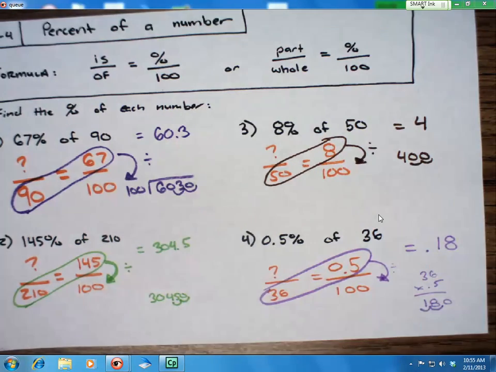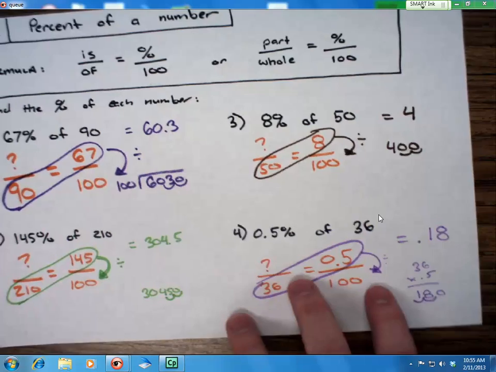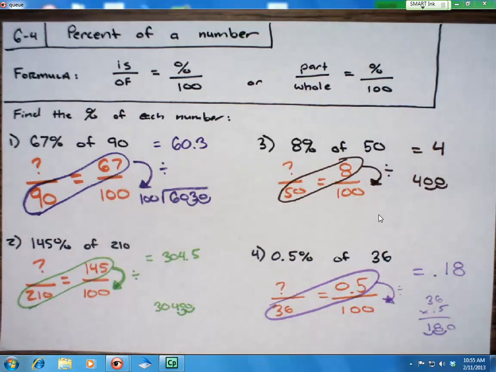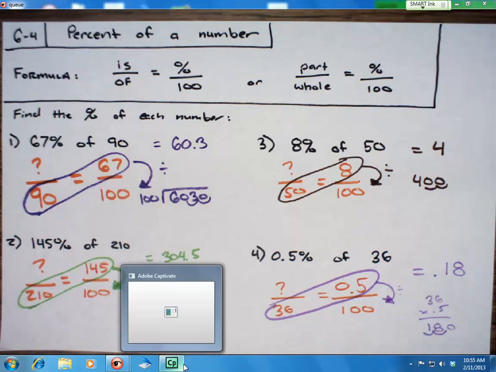All right, questions on any of those? Remember, the hardest part is just the multiplying, but I'm confident that all of you can do that.